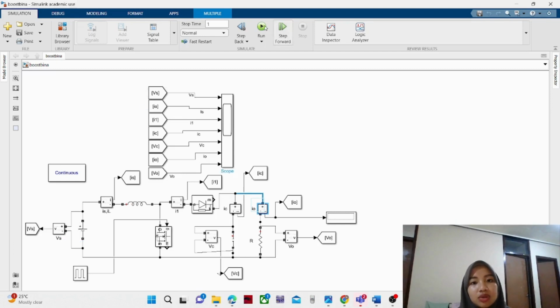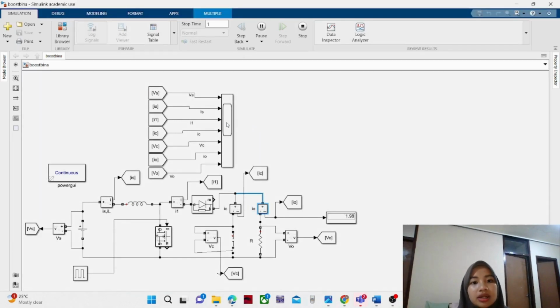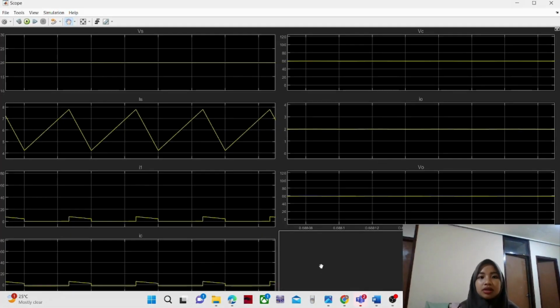And I will run the simulation by clicking the run button. The stop time I use is 1 second, and this is the result that I ran before. The simulation shows us the result as these data, which are VS, IS, I1, IC, IM, VC, IO, and VO.